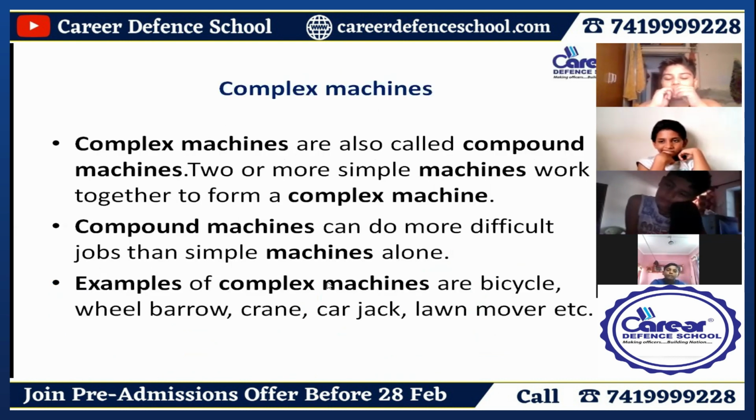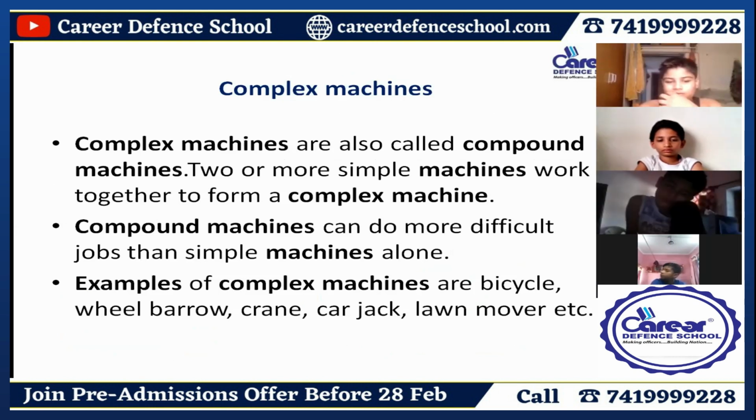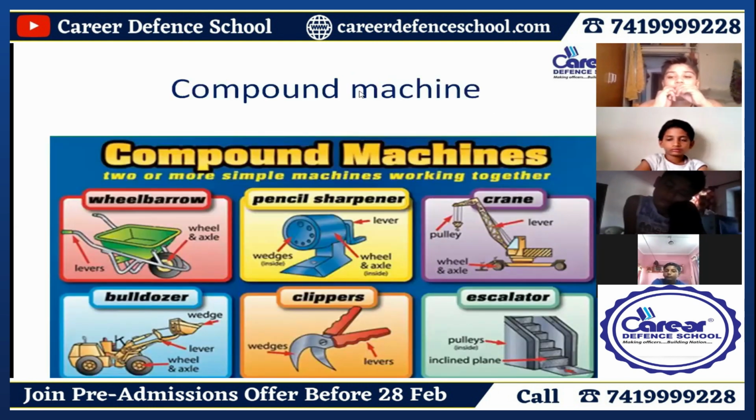Now first of all we will discuss what a complex machine is. A complex machine is also called a compound machine. Complex machine को compound machine भी बोला जाता है. And a compound machine is made up of two or more simple machines joined together. Now, here is an example of a compound machine, like a wheelbarrow. It has a lever and a wheel and axle. So it is a combination of two simple machines. So it is a compound machine.